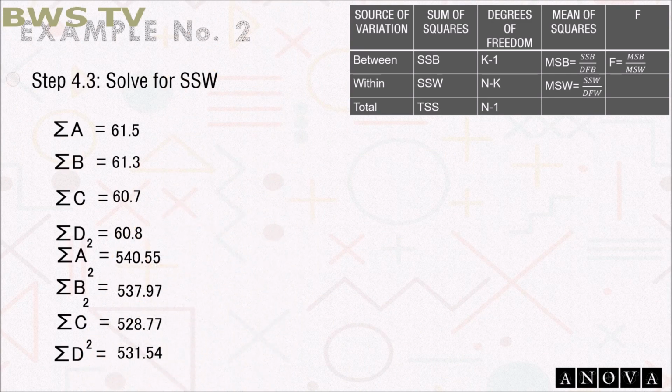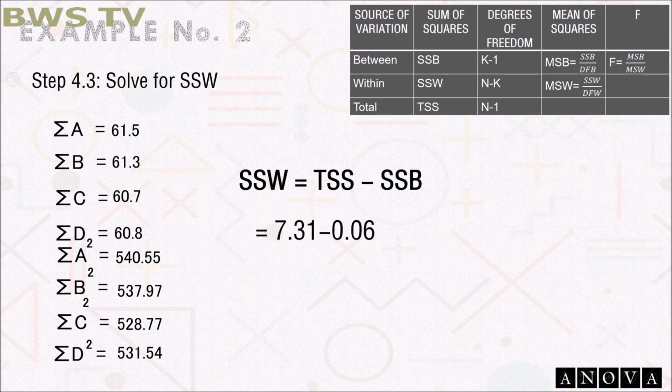Next, we have to solve for SSW. Given the formula, TSS minus SSB. Next, we have to substitute the two answers we solved earlier, and you'll get 7.25.